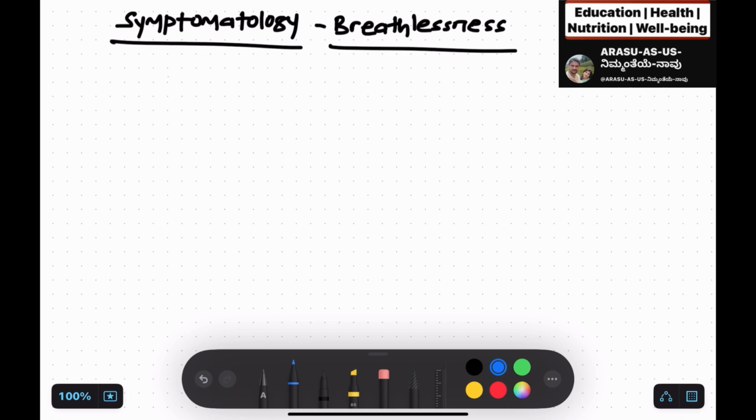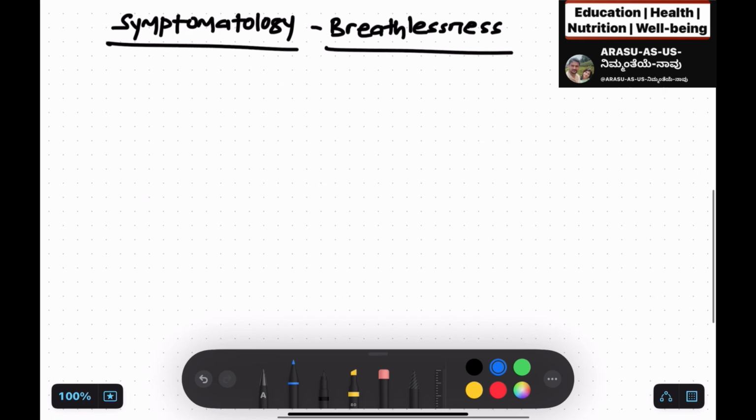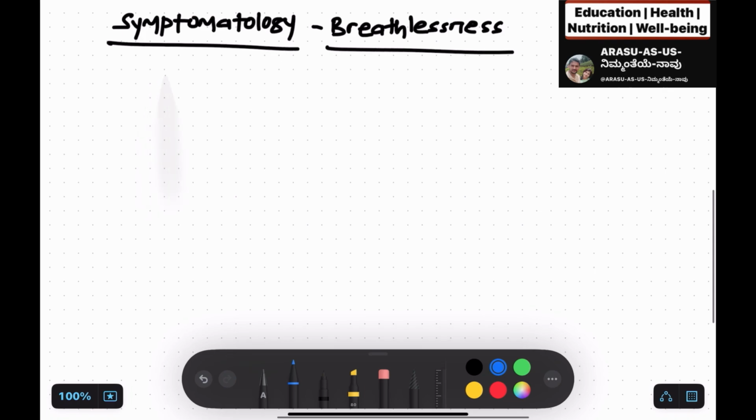Here we have to understand that if the case fits into CVS, we will grade it according to the New York Heart Association (NYHA) grading system. And if it looks like a respiratory system case, we will grade according to the Modified Medical Research Council system of grading. So first we have to know the description of these things.